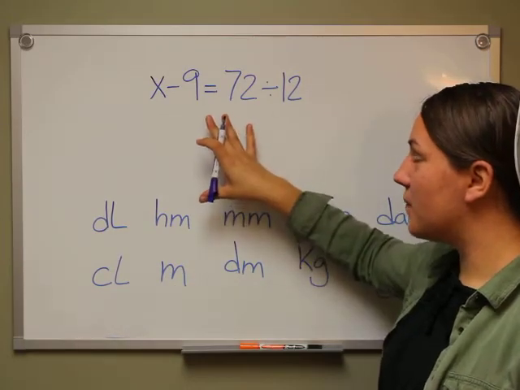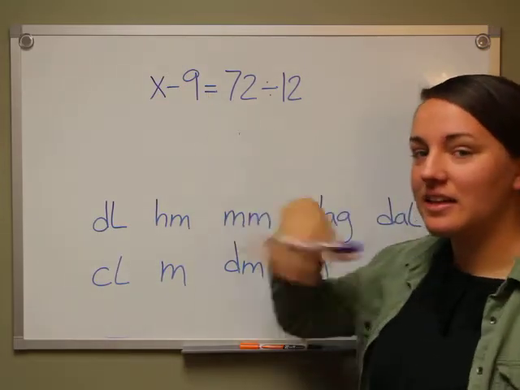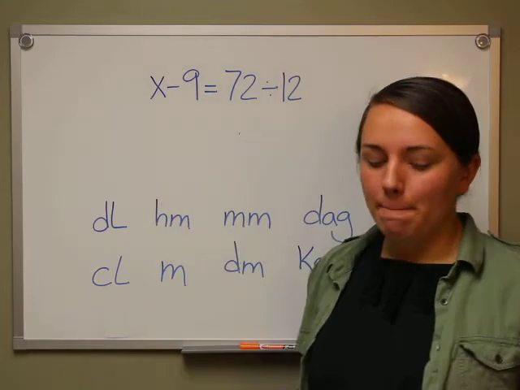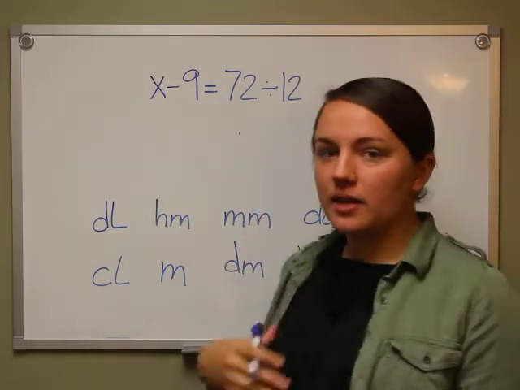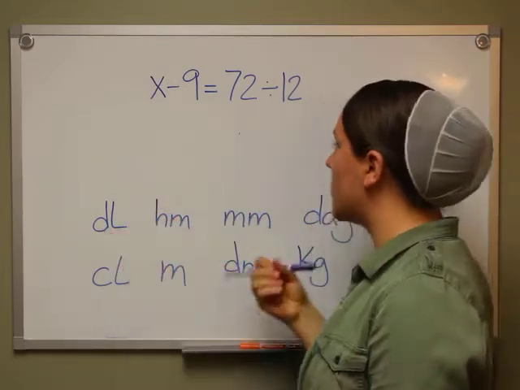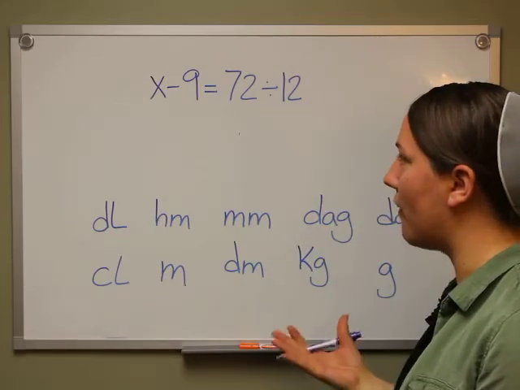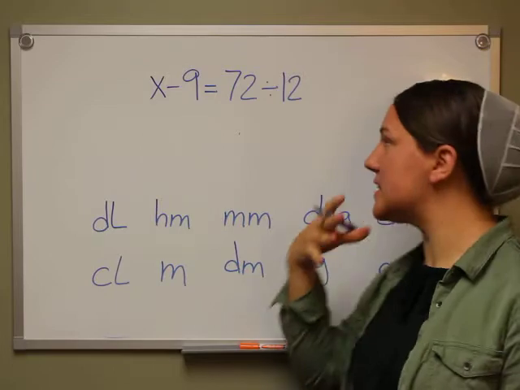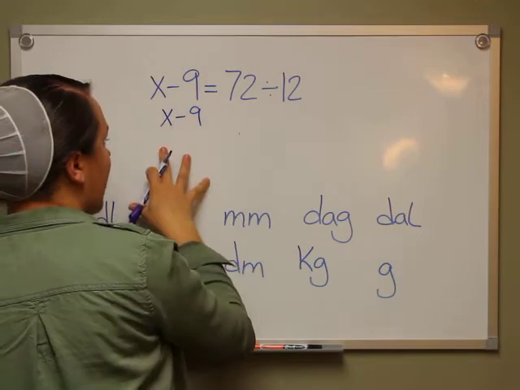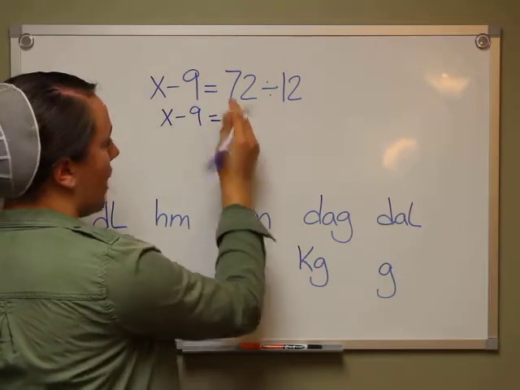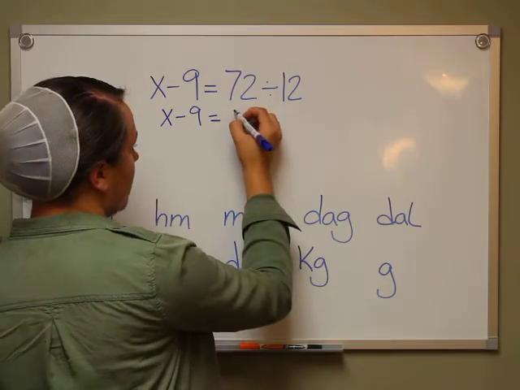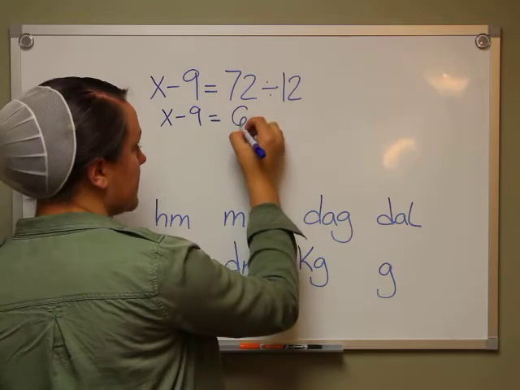An equation is something that on both sides is equal, okay? So this side of an equation is equal to this side. But sometimes, in an algebraic equation, we have a letter that we don't know what it's standing for. So we're going to review how to find out what that letter is standing for. The first step is to solve the side we already know. So we have x minus 9, we'll just copy that down to start with, equals, now what is 72 divided by 12? That's the part that we do know. That is 6, okay?